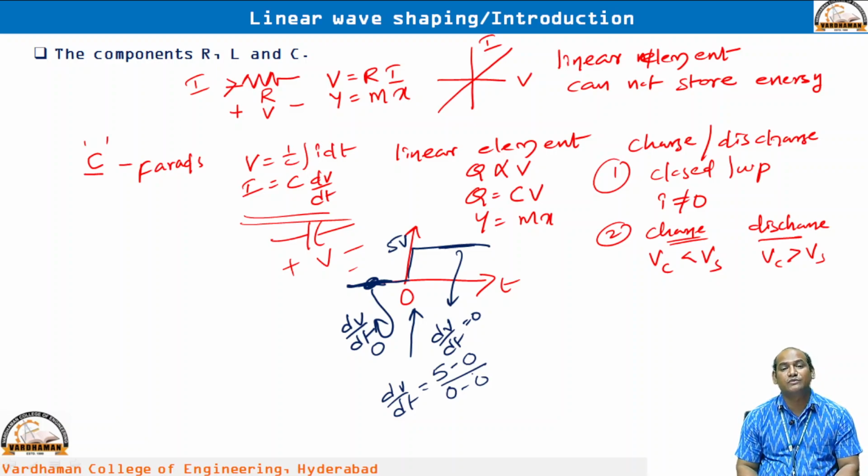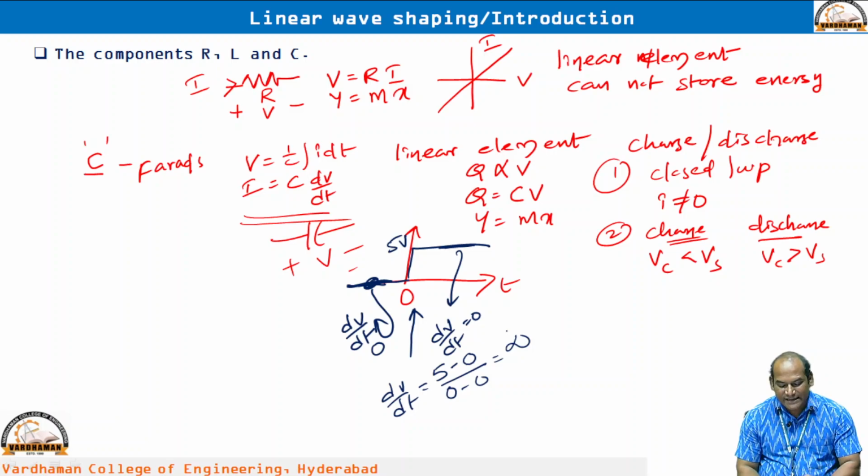This change from 0 to 5 happened at t is equal to 0 only. So, 0 minus 0 we have to take for time; there is no time duration. Within zero amount of time, the voltage has been increased suddenly from 0 volts to 5 volts. So, there is a change in the voltage, that is 5 minus 0, but there is no change in time, that is 0 minus 0. That is why dV by dt is equal to 5 by 0, that is infinity.